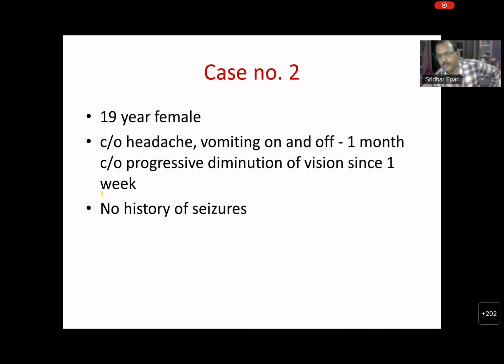Now case 2 and 3, we can go fast. Yeah, 2, please. So a 19-year-old female with complaints of headache and on-and-off vomiting since 1 month. There is progressive diminution of vision since 1 week with no history of seizures. So what does it tell you?